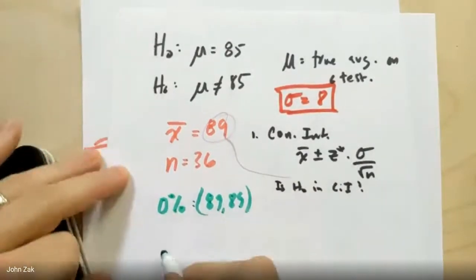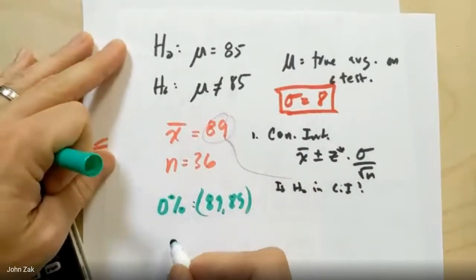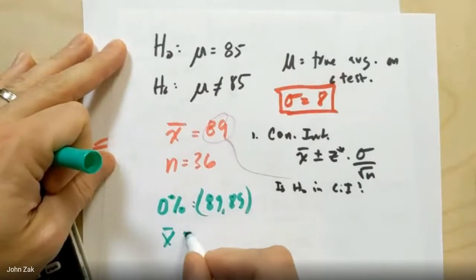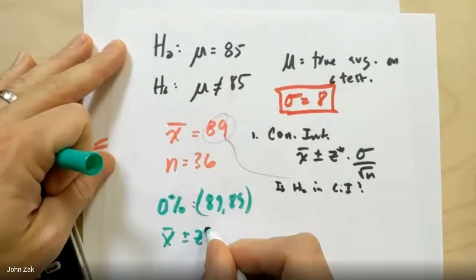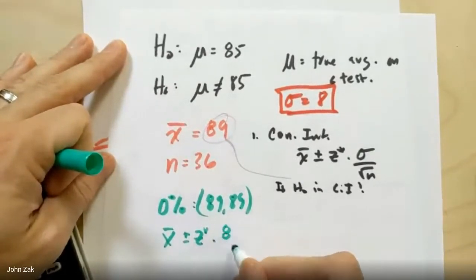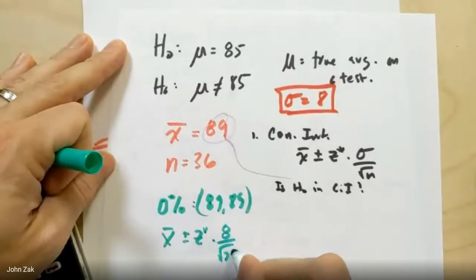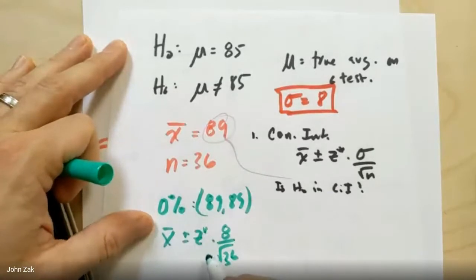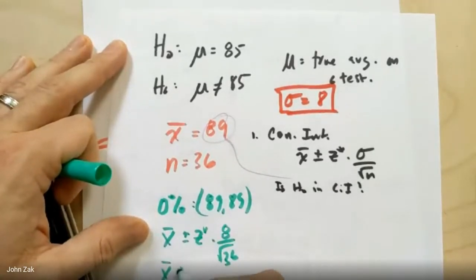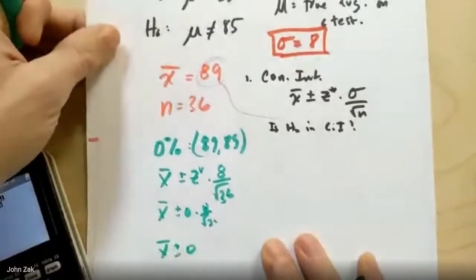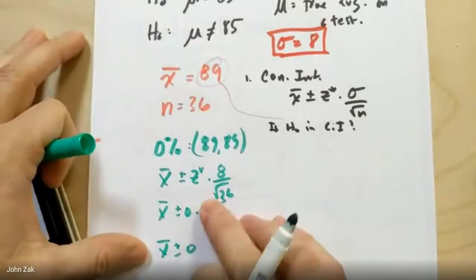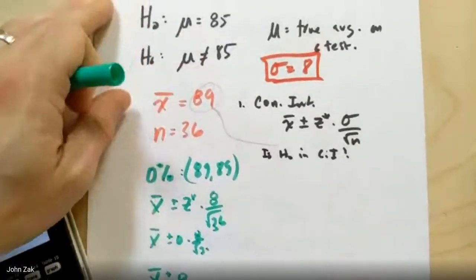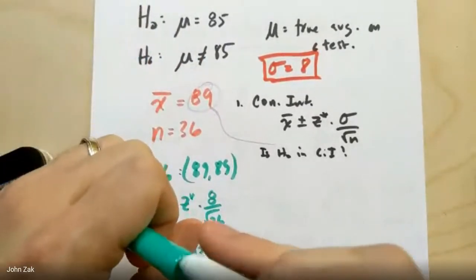Why? Because that would mean I had X bar plus or minus the z-score for 0% times 8 divided by root 36. Now, of course, what's the z-score for 0%? That would be 0. So you've got X bar plus or minus 0 times 8 over root 36, which would just be X bar plus or minus 0. So boom, there you go. 89 to 89 would be your 0% confidence interval for you, Liam.